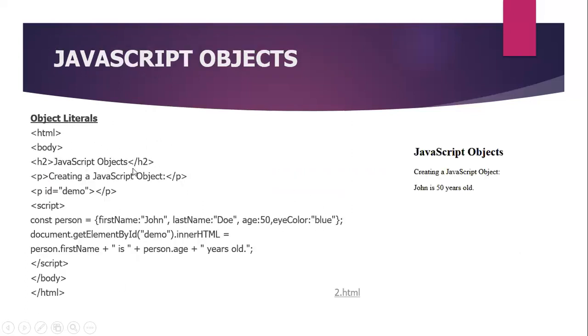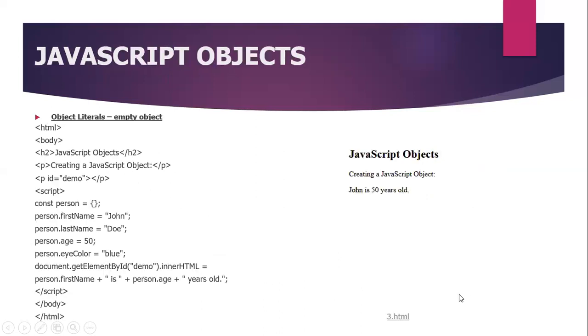So this is an example of creating an object using object literals. Under the script tag, I am giving const person is equal to first name John, last name Doe, age 50, eye color blue, and document dot getElementById demo dot innerHTML is equal to. So I'm assigning the value.